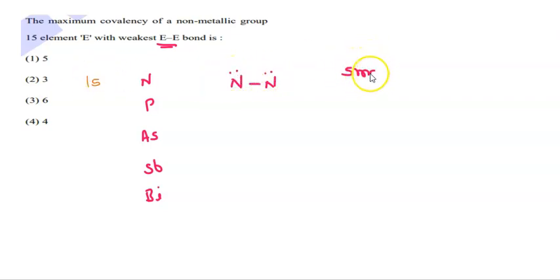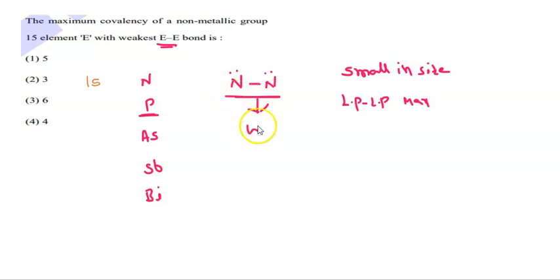The nitrogen atom is small in size. That's why the lone pair repulsions are maximum in the case of N-N. Whereas in the case of P-P, size increases, so lone pair repulsions decrease and bond strength increases. So the N-N bond is the weakest bond in the group 15 elements.